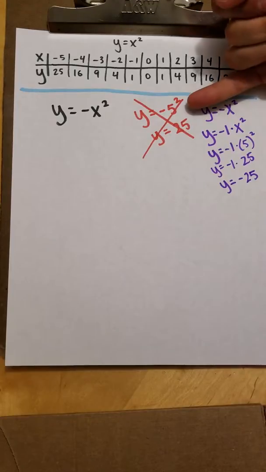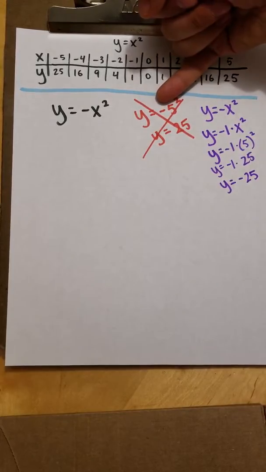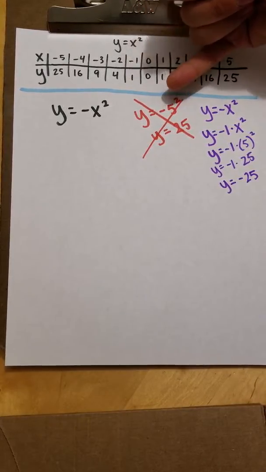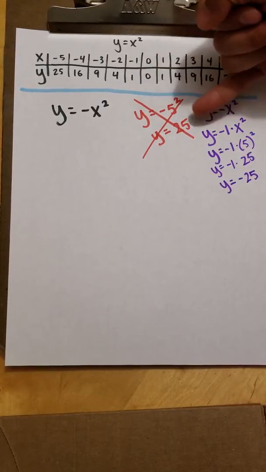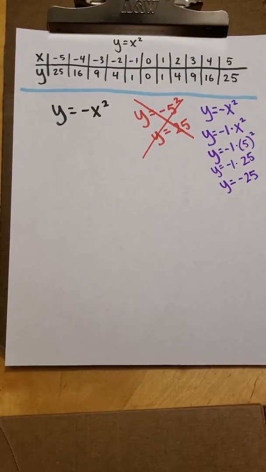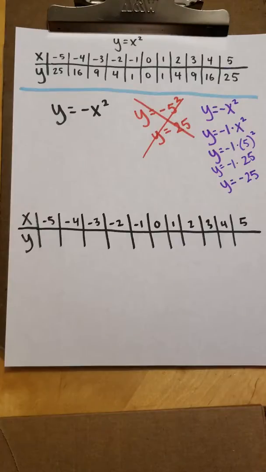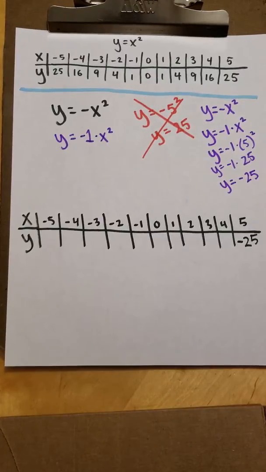So it was a mistake to think that this negative would be squared and give you a positive number. Actually, the negative 1 is multiplied at the end, and it ends up giving you a negative. So what will the table look like for y equals negative x squared? Well, when we plugged in 5, we ended up with negative 25. This suggests that we might end up with the same table with negative.